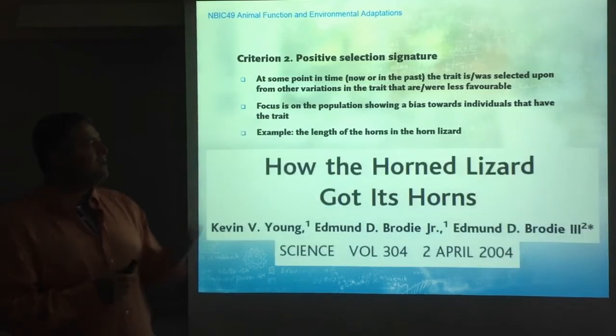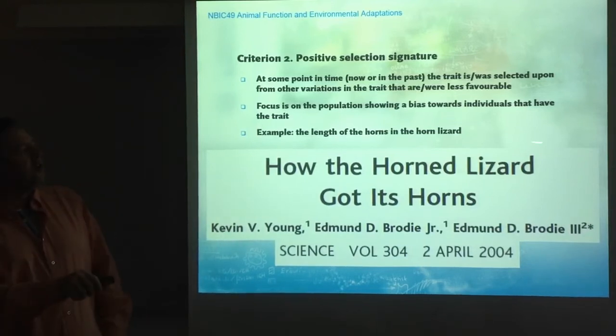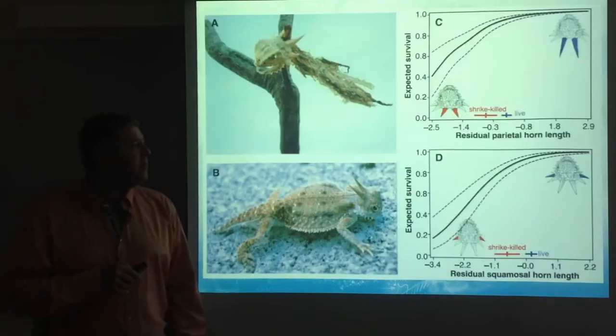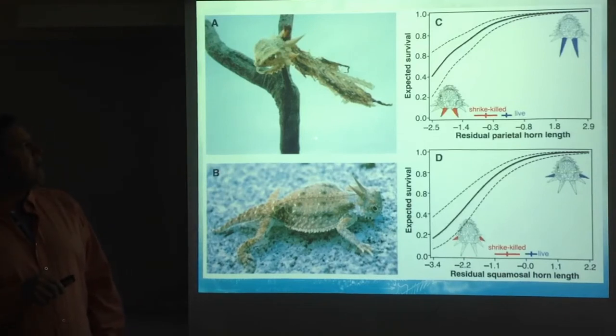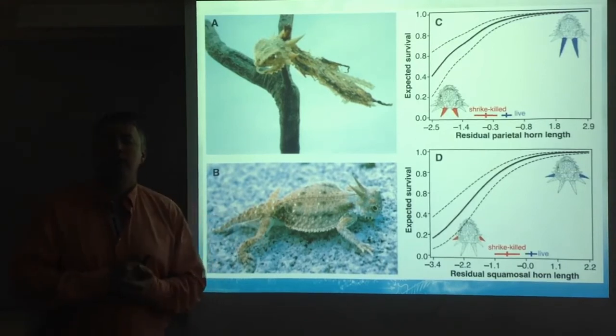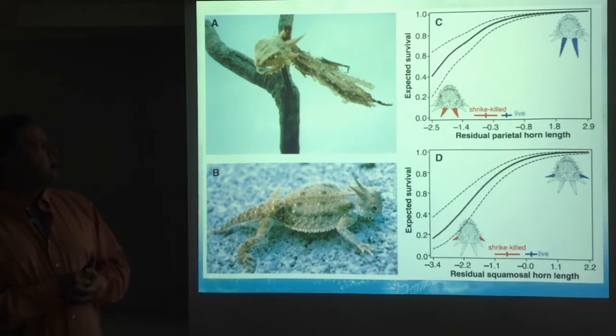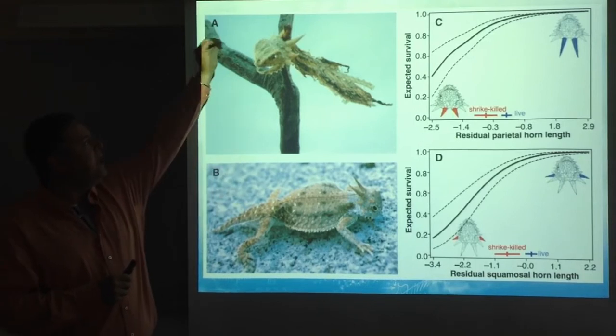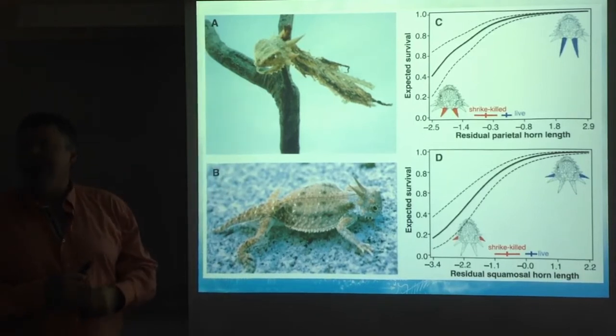We have an example: the length of the horns in the horned lizard. This was a nice paper published in Science a few years ago, on how the horned lizard got its horns. What is interesting about these animals is that these lizards have the horns here, the parietal and the squamosal on the sides. And there is a predator of this lizard, shrikes, which are birds, that capture these lizards, impale them on branches of trees, and eat them from there.